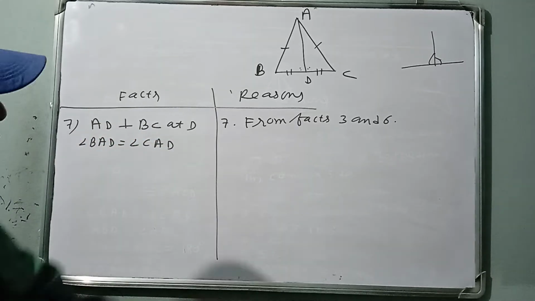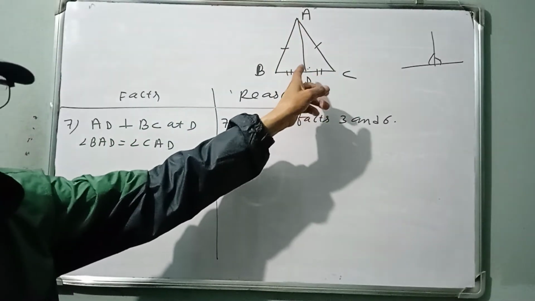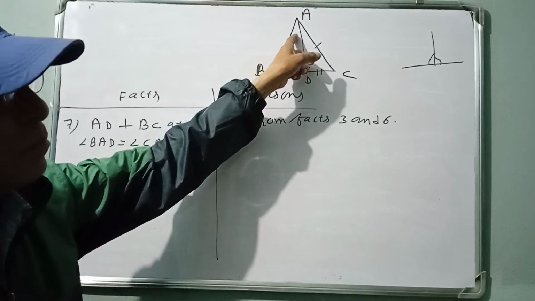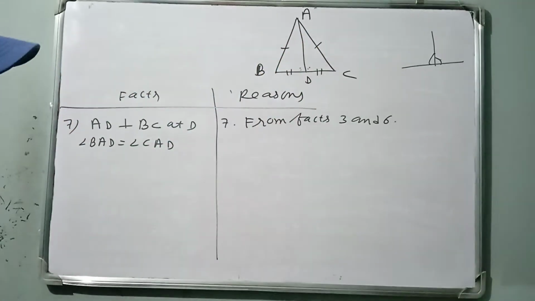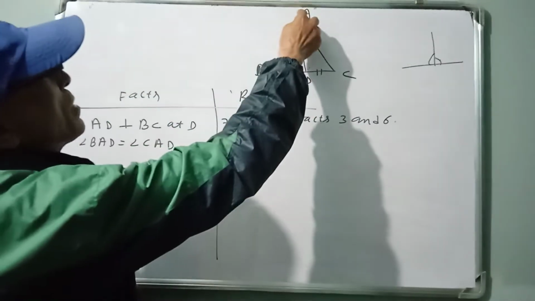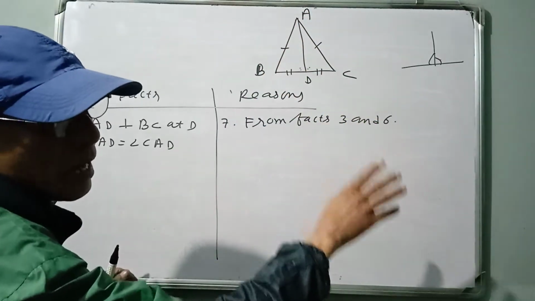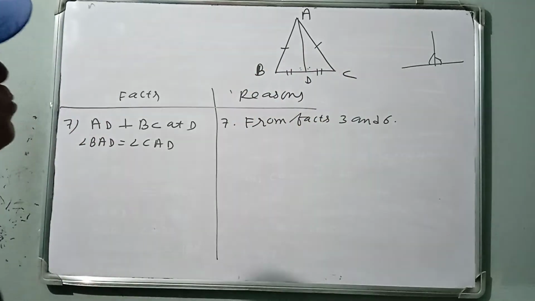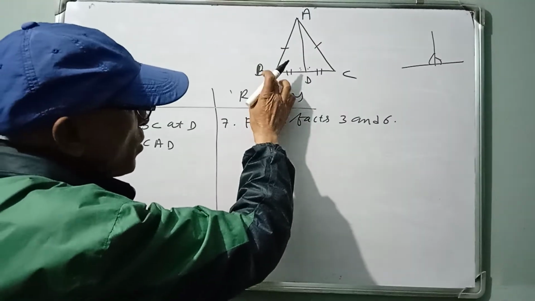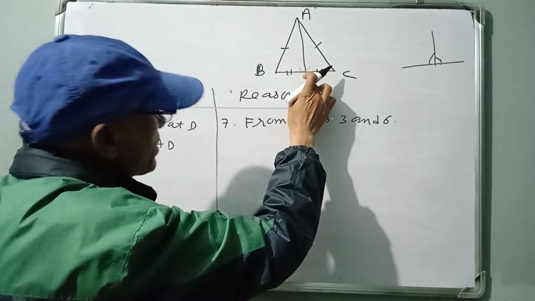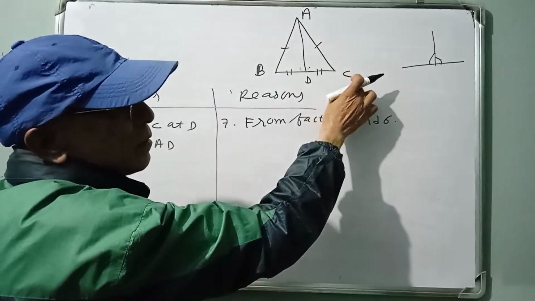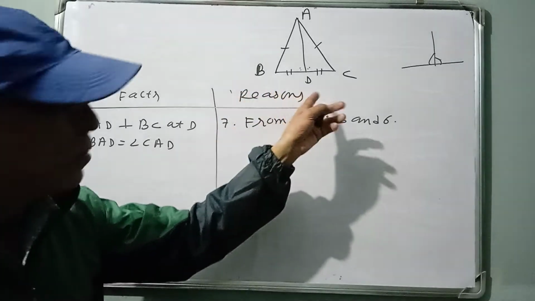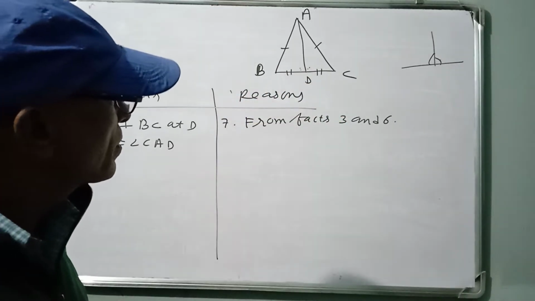So, the median of an isosceles triangle is perpendicular to the base and bisects the vertical angle. What is given? The given condition is AB equals AC, isosceles. AD is a median, meaning BD equals CD. To prove: AD is perpendicular to BC and AD is the bisector of angle BAC, meaning angle BAD equals angle CAD. Proof: use the SSS fact.